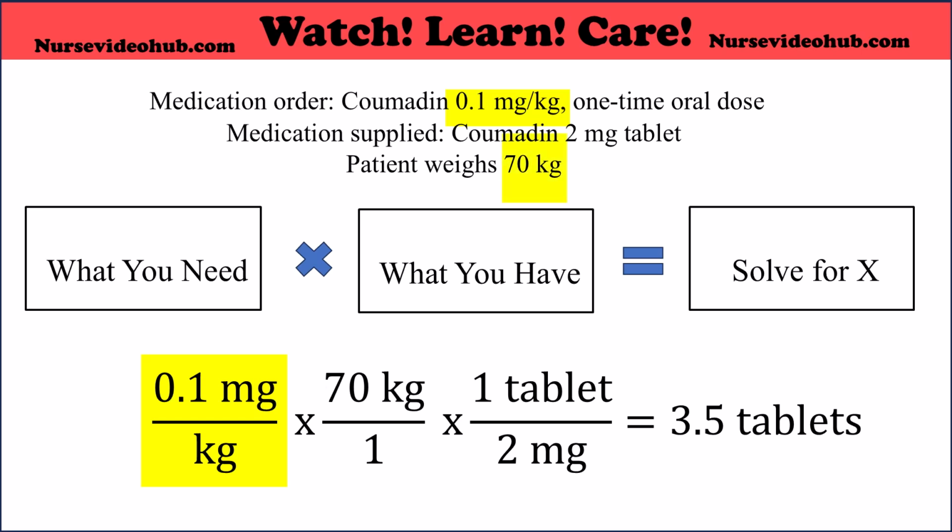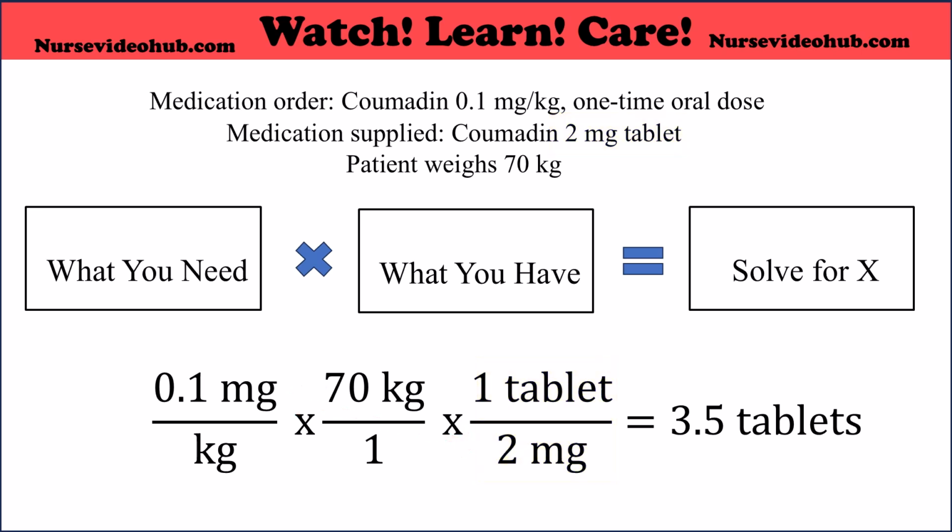For every kilogram of body weight, the patient should receive 0.1 milligrams of the medication. Add the 70 kilograms over 1 to the equation, so the dose is calculated out. Then write the available medication in a fraction with the units set up so they cancel out. 1 tablet over 2 milligrams.